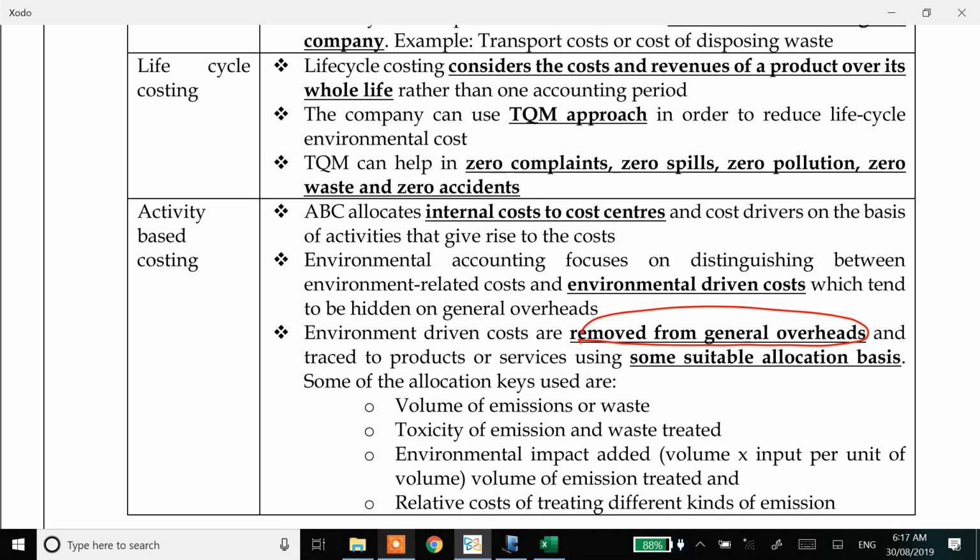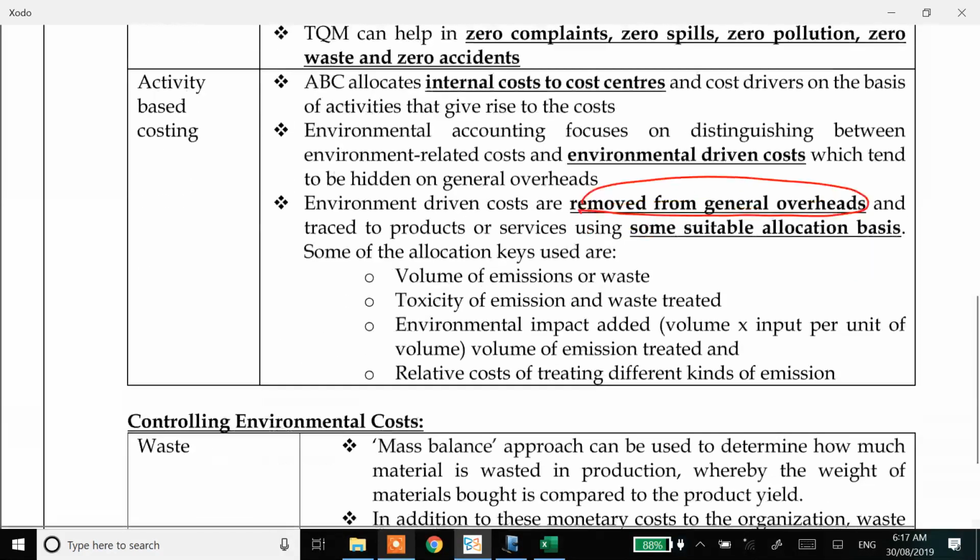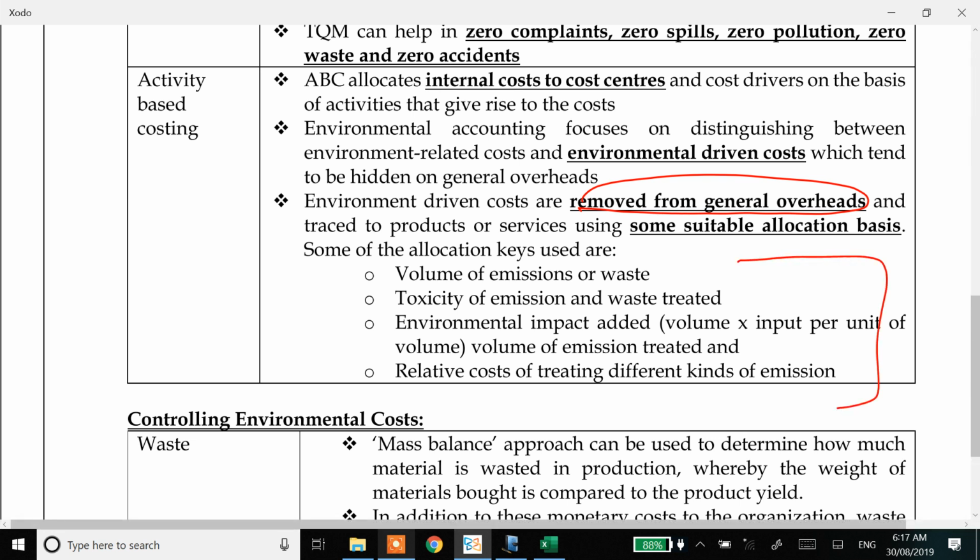You will remove the fuel cost and show it as a separate line item. Otherwise, fuel cost will get clubbed with the production overheads, it may get clubbed with the general overheads, it may get clubbed with the administrative overheads. So ABC will try to pull out those costs, show it separately, and have these drivers: volume of emission, toxicity of emission, environmental impact, relative cost of treating different kinds of emission.